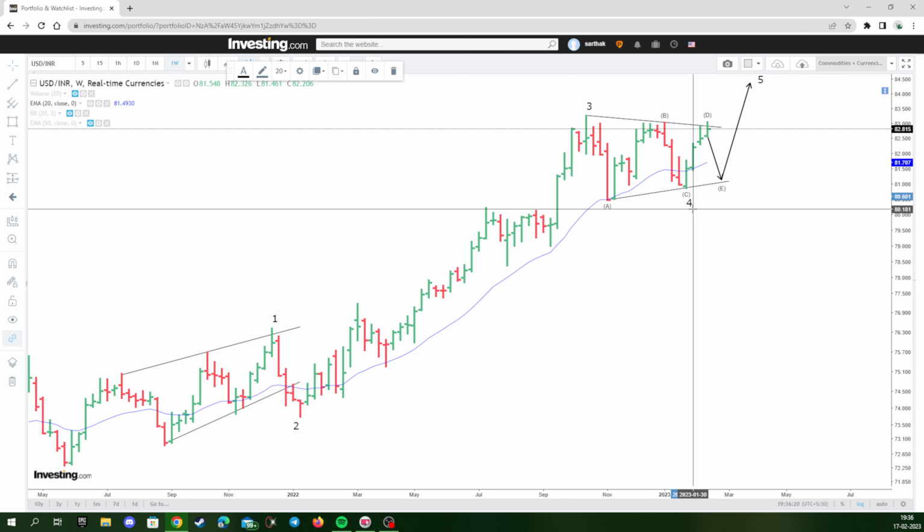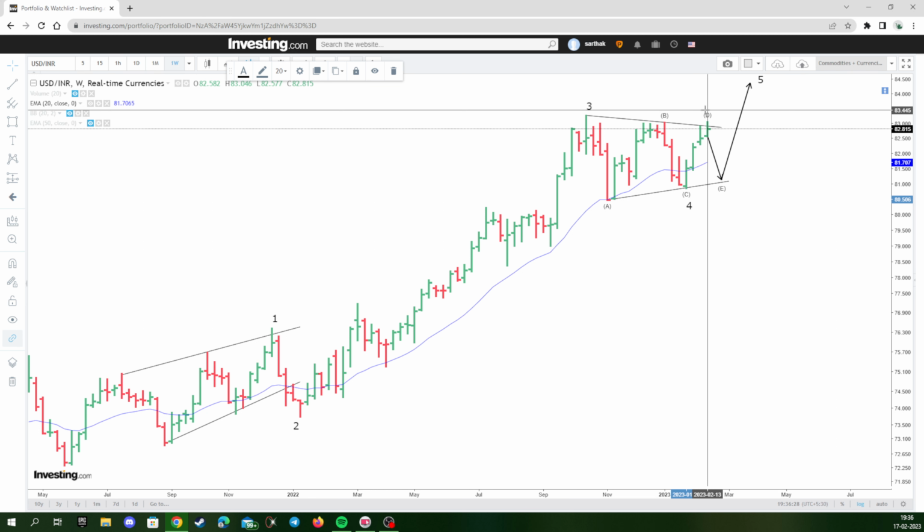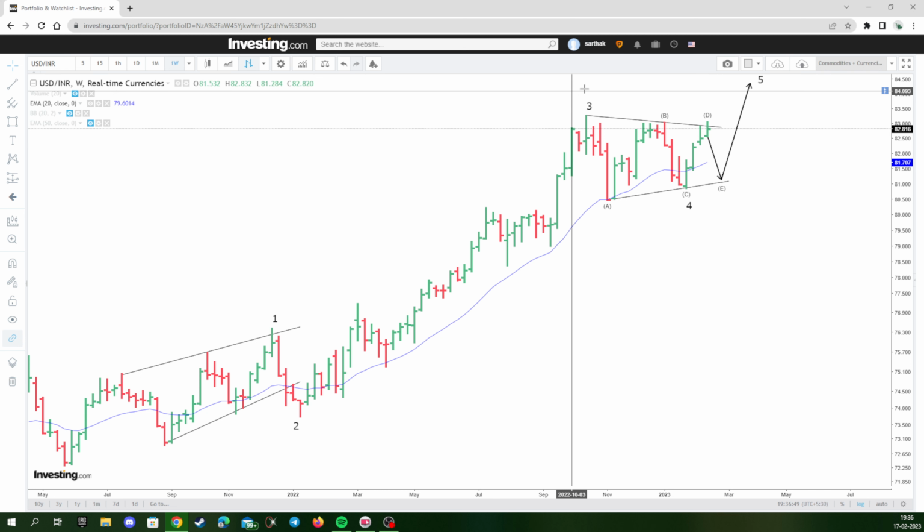And then possibly if wave 4 has completed over here, then the first confirmation we would want to see is at least a weekly closing above this week's high. So the high comes around 83.046. So a weekly closing above 83.046 would mean that wave 5 is in progression, and the breakout level comes around 83.268.